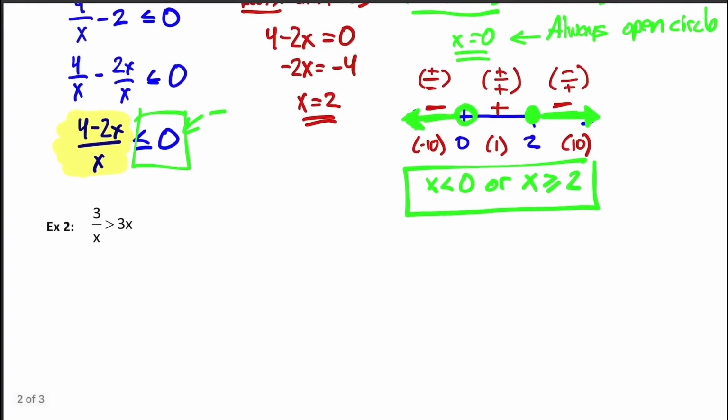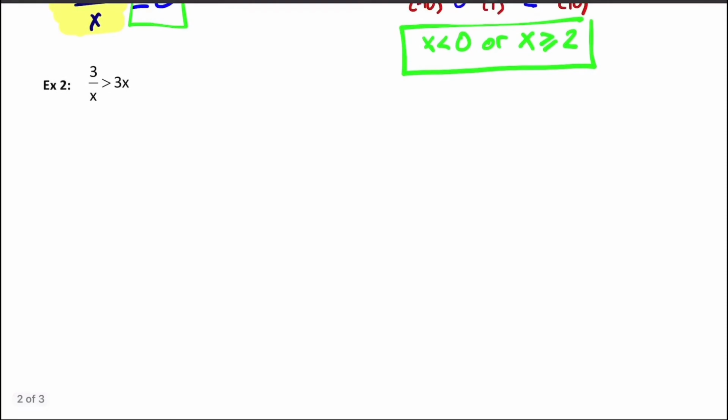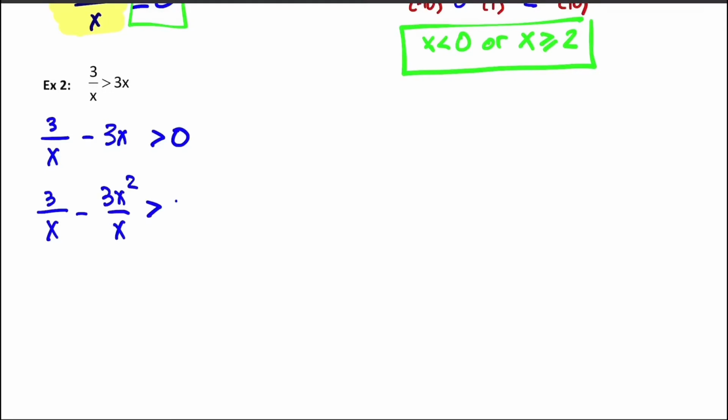All right, let's try another one. Okay, so again, I need to subtract 3x to the other side. This is going to give me 3 over x minus 3x is greater than 0. Now we got to combine these. So that denominator is an x. I need this denominator to be an x. So I'm multiplying by x over x. 3x times x is going to give me 3x squared. All right, so let's write that down. I've got 3 over x minus 3x squared over x is greater than 0. 3 minus 3x squared all over x is greater than 0.